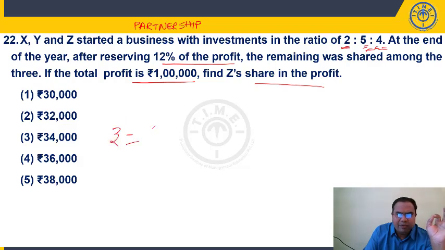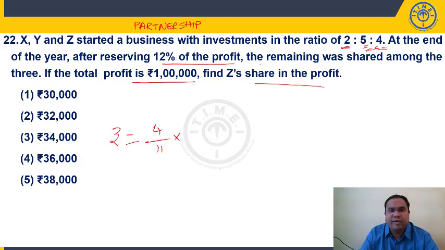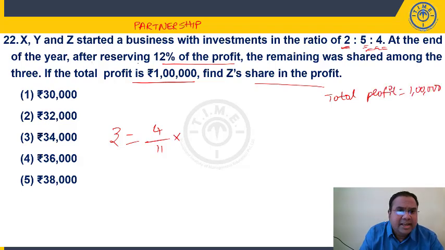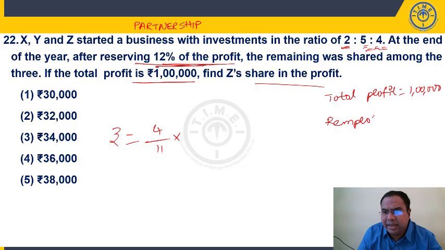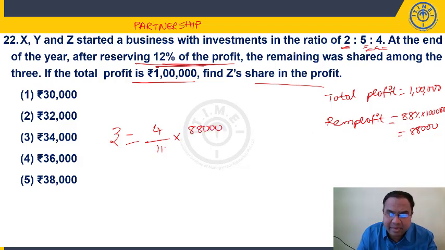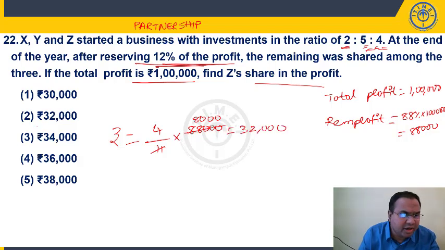Z's share will be 4 by, add all of this, 2 plus 5 is 7, plus 4, 11, into total profit. What is my total profit? Total profit is 1 lakh, but I cannot take 1 lakh there, because if you read the question properly, he's reserving 12% of the profit. So what is my remaining profit? He is keeping aside 12%, so remaining is 88% of 1 lakh, which is 88,000. So their share should be from 88,000. That's the only tricky point here. Rest of the things are same. 11 goes 8 times. 8,000 into 4, 32,000 rupees is the share of Z.